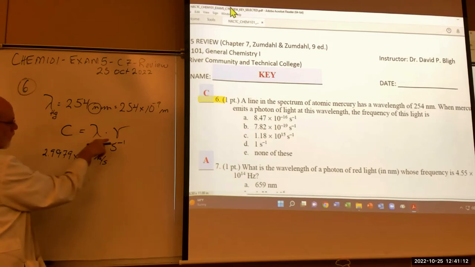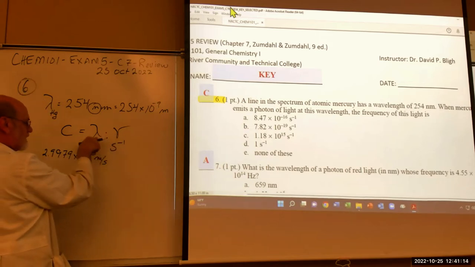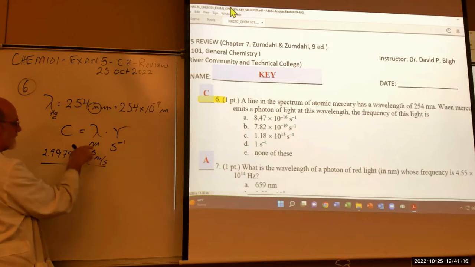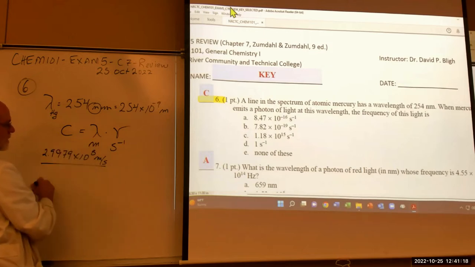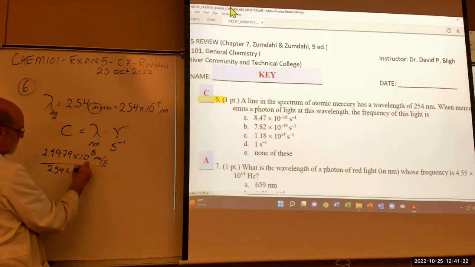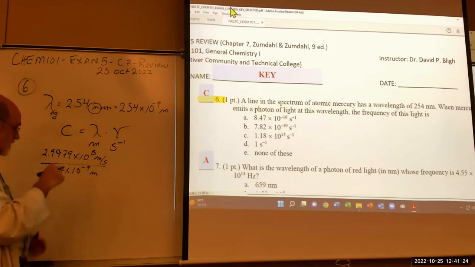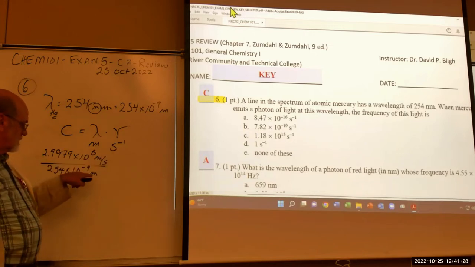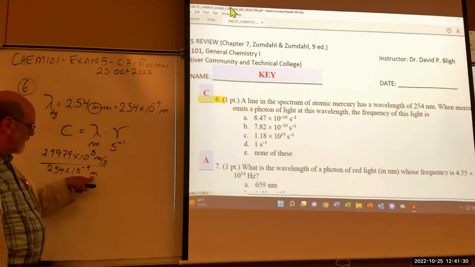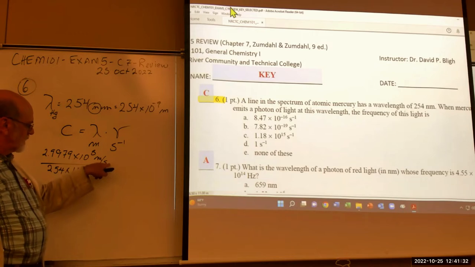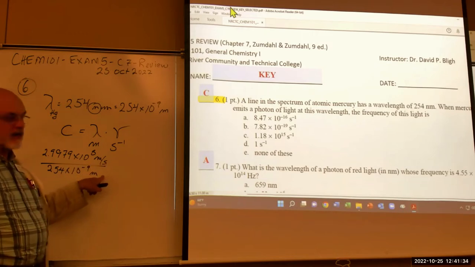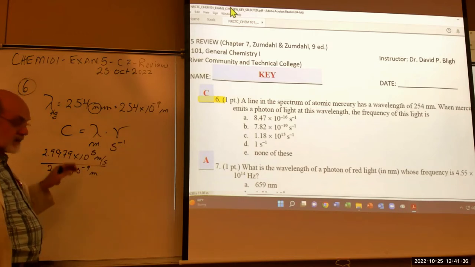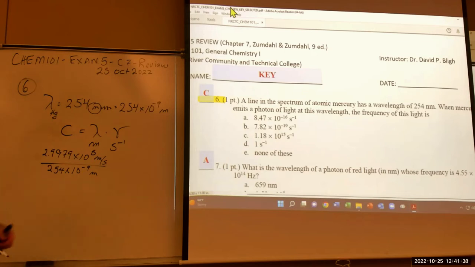And if we solve for frequency, then wavelength becomes the denominator over here, right? It just comes over here. I'll leave it like it is. And then you check yourself. Is that going to give you frequency? Well, meters cancel, denominator, numerator. But this denominator is also here, so that's minus one. Yeah, that'll work. You just divide those two numbers.